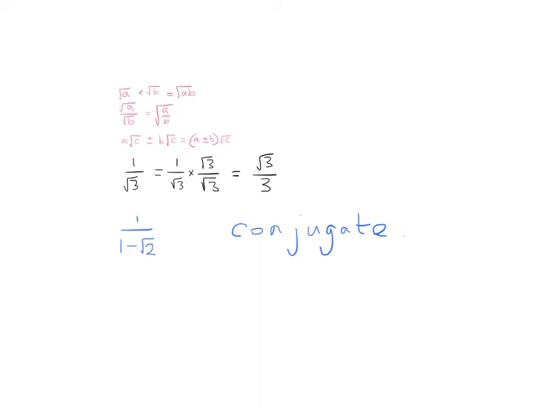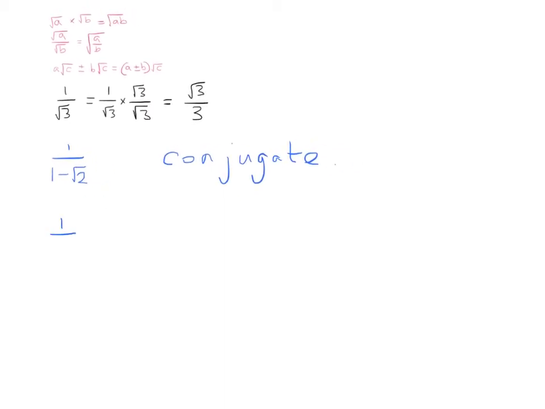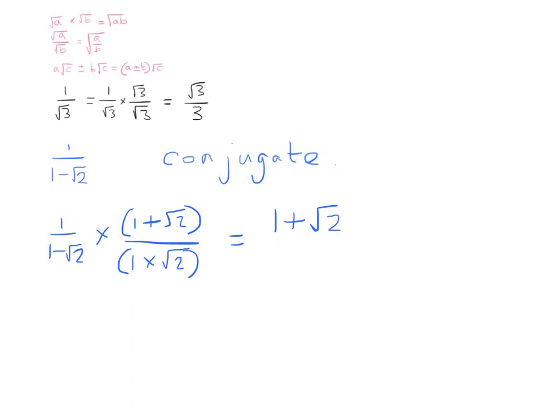Okay? So it looks like this. We've got 1 over 1 minus the square root of 2. We must times that by the conjugate, which is 1 plus the square root of 2. And times both the numerator and the denominator by that. Alright? And you'll see that that results in the denominator being rationalised. It becomes a rational number. Alright? Negative 1 over negative 2. Fantastic. So that's rationalising a surd.